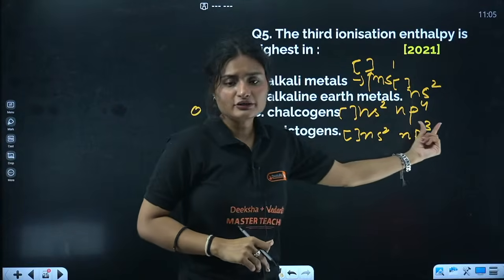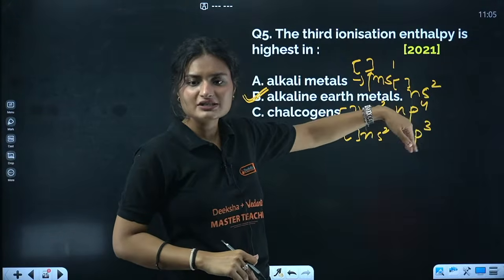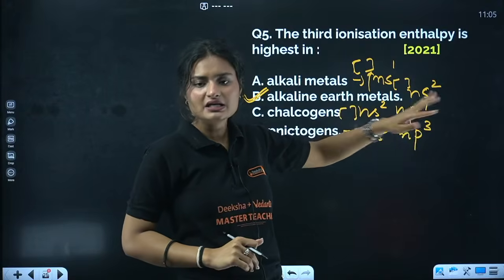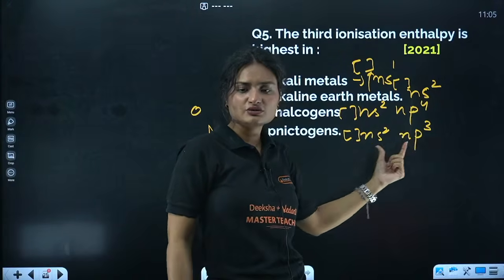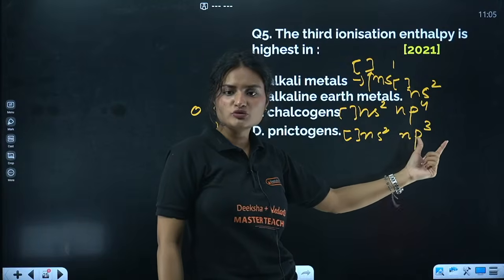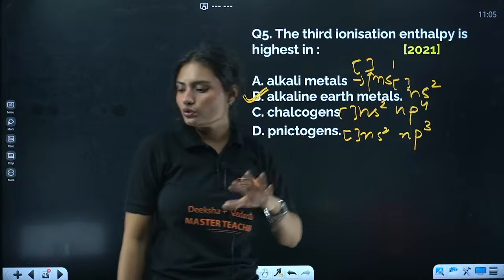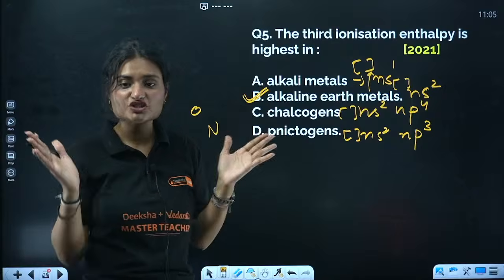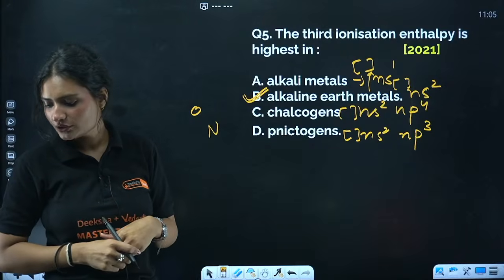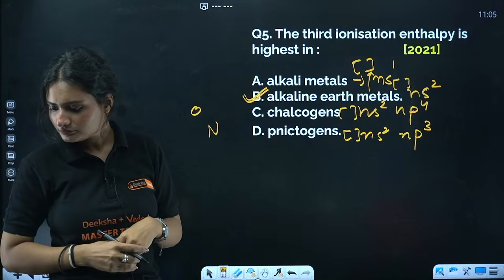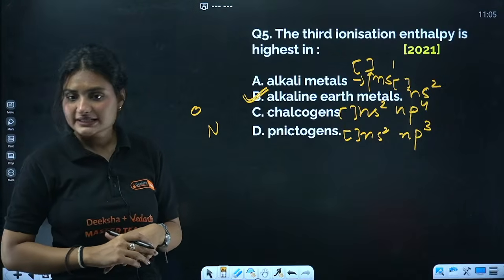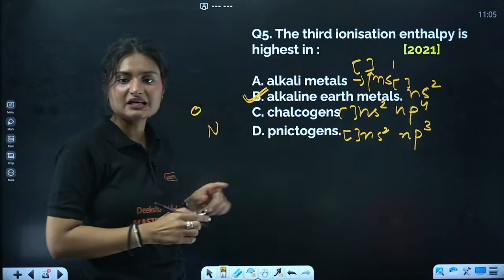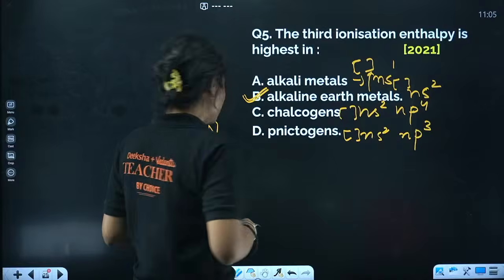Again, 4 electrons are there. After removing 3 electrons, the fourth will be removed from this one only. Not that much change. Similarly, after removing 3 electrons, the third electron will be removed from here only. So again, no drastic change in your ionization enthalpy. Okay, yes, option B, correct. The correct answer is option B. Alkaline earth metal has the highest third ionization enthalpy.